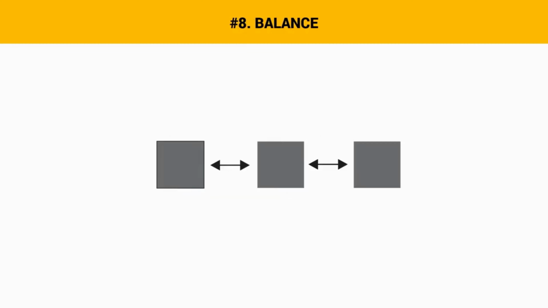8. Balance. Balance is the equal distribution of visual weight. Balance can be affected by many things, like color, size, number, and negative space.